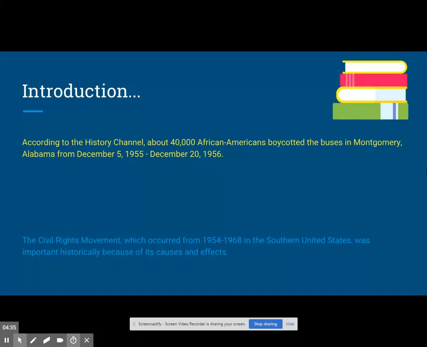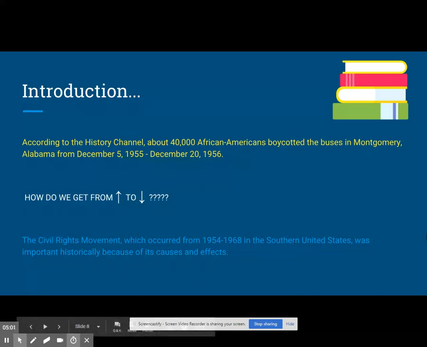So here's what we have so far for our introduction. We have a hook. According to the History Channel, about 40,000 African Americans boycotted the buses in Montgomery, Alabama from December 5th, 1955 to December 20th, 1956. We also have a thesis statement. The civil rights movement, which occurred from 1954 to 1968 in the southern United States, was important historically because of its causes and effects. But how do we get from our hook to our thesis statement?